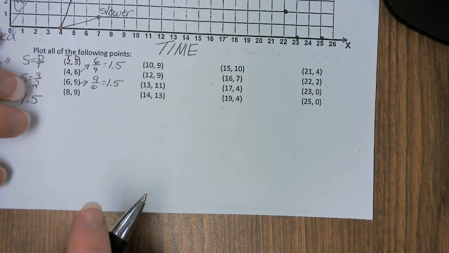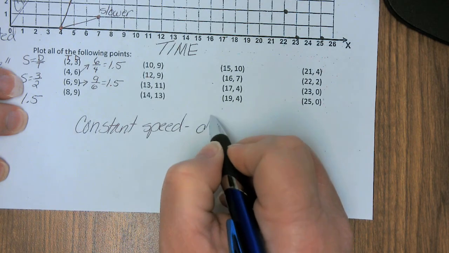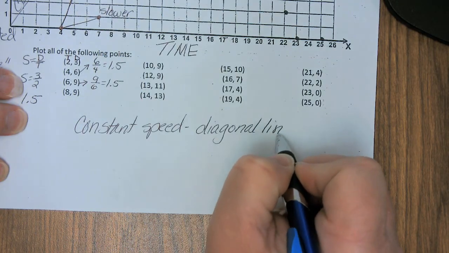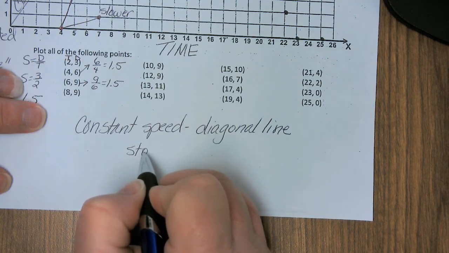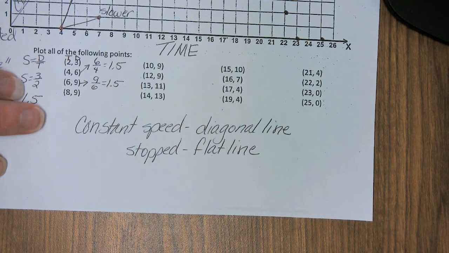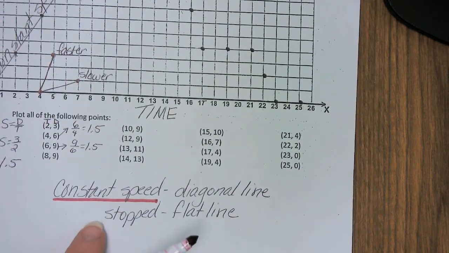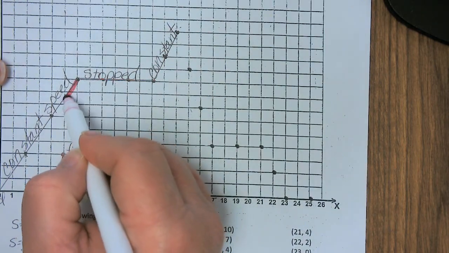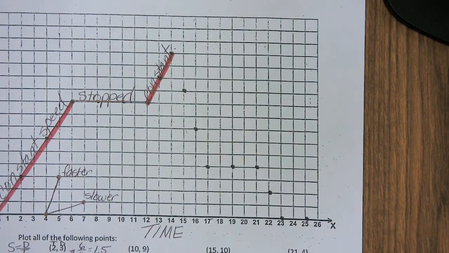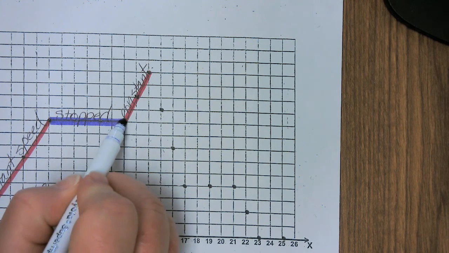I'm going to put some notes down here at the bottom of the page. Constant speed, dash, diagonal line. And stopped, dash, flat line. So with my two colors, I'm going to underline constant speed down here in my first color. And I'm going to color the line for constant speed, and color this line for constant speed. Then I'm going to go down here and underline stopped, and I'm going to color stopped this color.